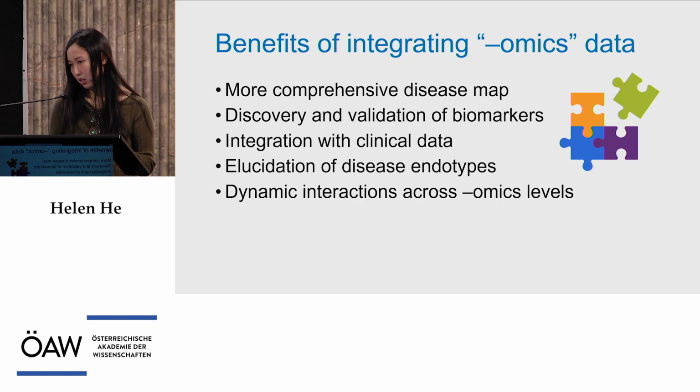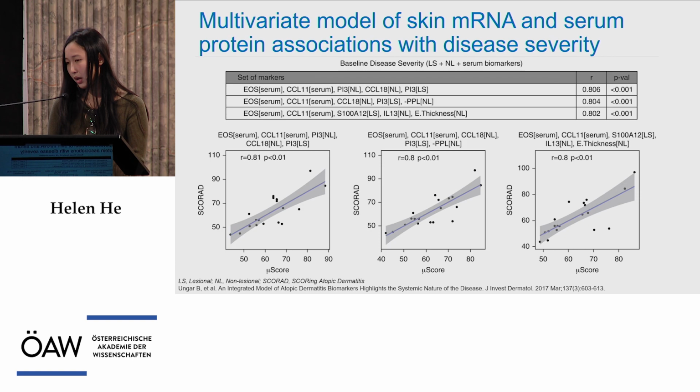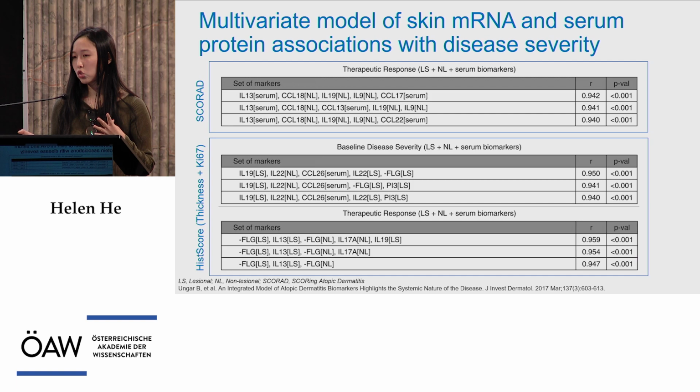So this was a study from our lab that was led by Dr. Benjamin Unger, in which multivariable modeling was used to show that serum proteomics integrated with skin mRNA biomarkers yielded better multivariable models, with better correlations with disease severity as measured by SCORAD, compared to any model from any singular omics level alone. And notably, these correlations were even stronger with measures of epidermal hyperplasia, both at baseline and after, and with therapeutic response with cyclosporin.